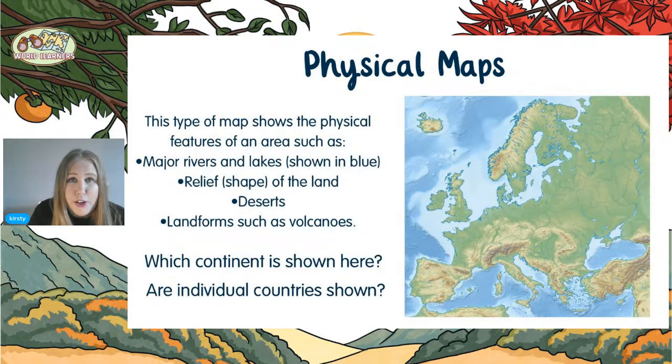Can we see any countries marked on this map? Any borders between countries being shown? No, they're not. So no individual countries are shown. What continent is being shown here? Oh, Ezra, you were straight in again. Well done. And another. Well done, guys. Yep, so that's Europe being shown there. And that's our physical map.